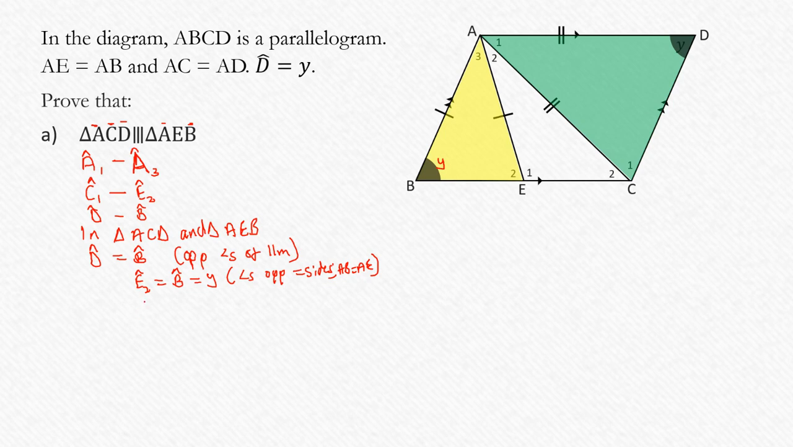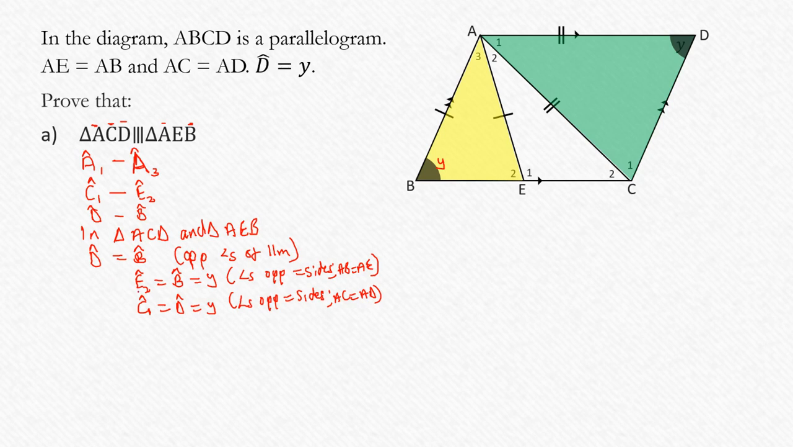C1 is equal to what? Is equal to angle D, isn't it? Angle D is equal to Y, because these are the angles opposite equal sides. AC and AD are equal. Angles opposite equal sides, right? AC is equal to AD. You see that? So now from here, what can we say?